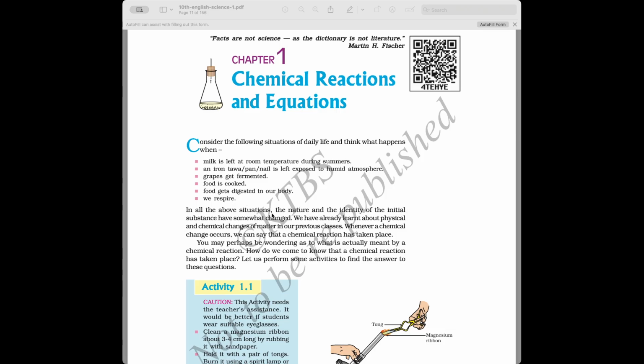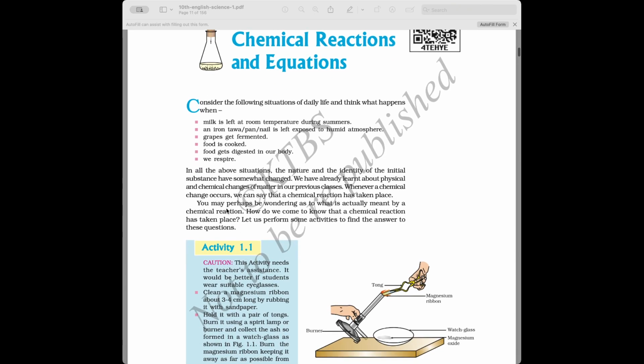So, in all the above situations, the nature and the identity of the initial substance have changed. For example, here grapes get fermented. The original grapes, that is, the initial substance, have changed now. We have already learnt about physical and chemical changes of matter in our previous classes. Whenever a chemical change occurs, we can say that a chemical reaction has taken place. Now, you may perhaps be wondering as to what is actually meant by a chemical reaction. As I explained at the very start, new substances are formed with new properties.